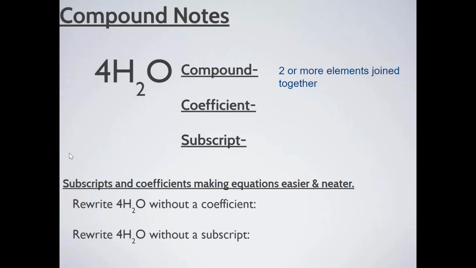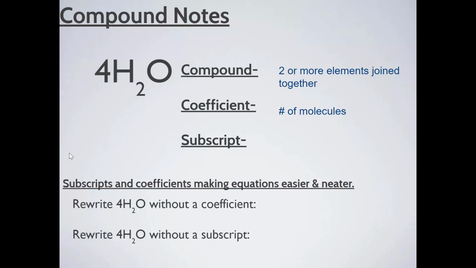This number that comes before it, it's called a coefficient. Just like in math. Do you use that term in math? Yeah. All right. The coefficient tells us how many molecules of that compound we are referring to. So in this case, how many water molecules are we referring to? 4 of them. The small numbers that come after an element are called subscripts.